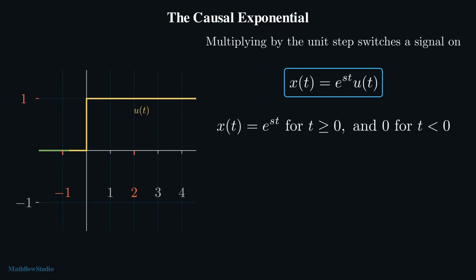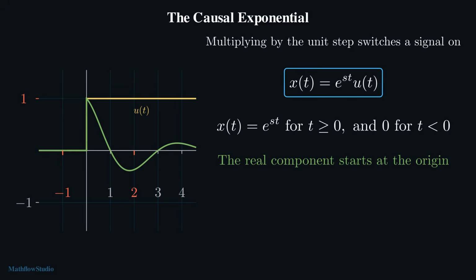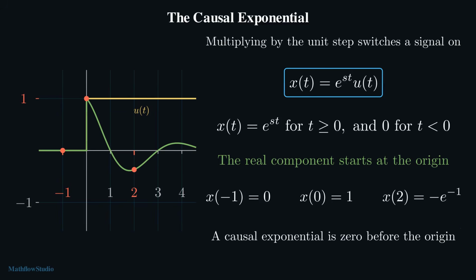The real component is 0 for every negative time and starts at the origin. The signal is 0 at the instant -1, 1 at the origin, and -1 over the number e at the instant 2. A causal exponential is 0 before the origin.